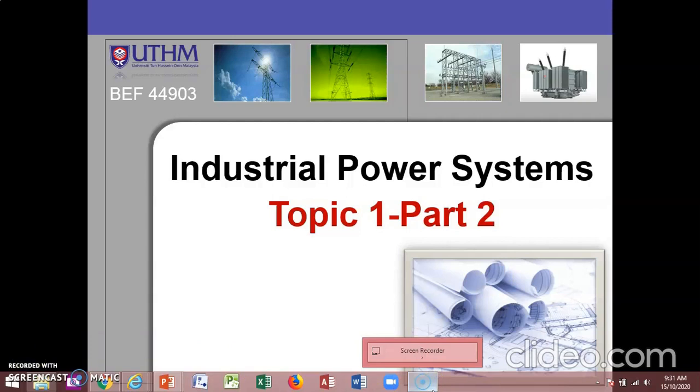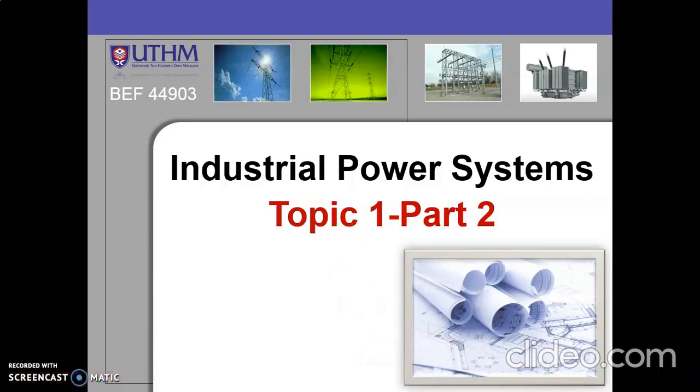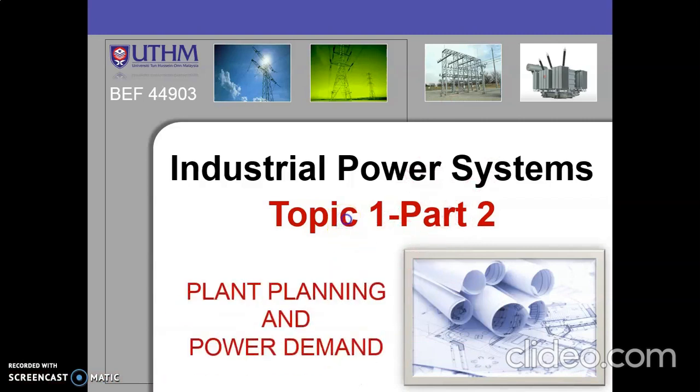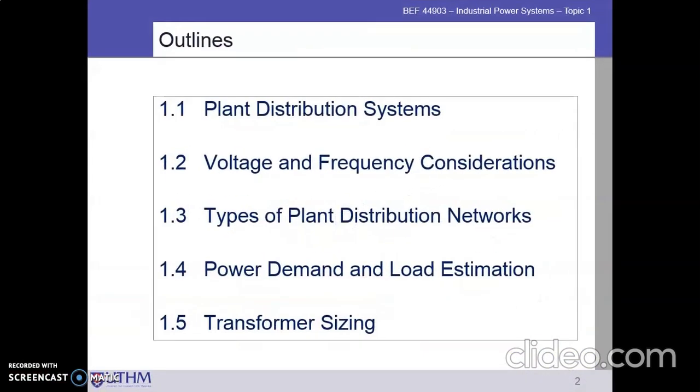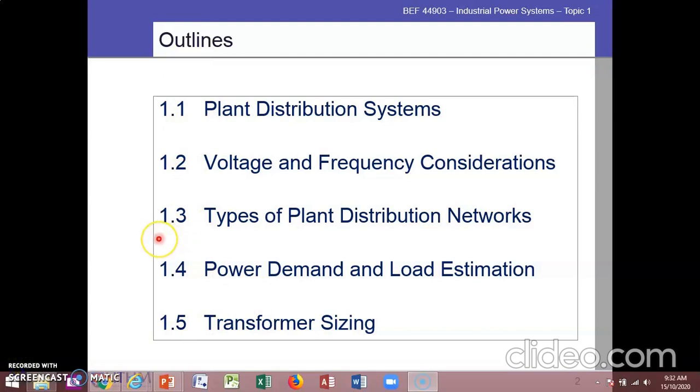So now I will continue my lecture for topic 1, part 2. Okay, this is the outline for chapter 1. I already covered 1.1 and 1.2 in part 1, so I will continue with 1.3, 1.4 and 1.5 for part 2.